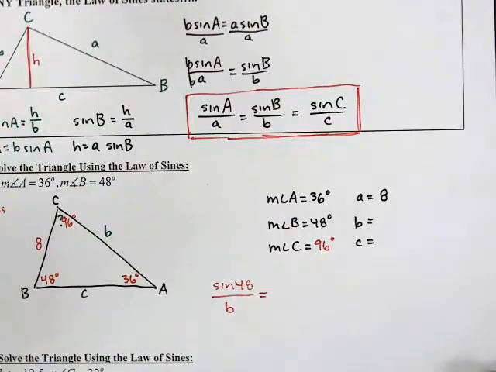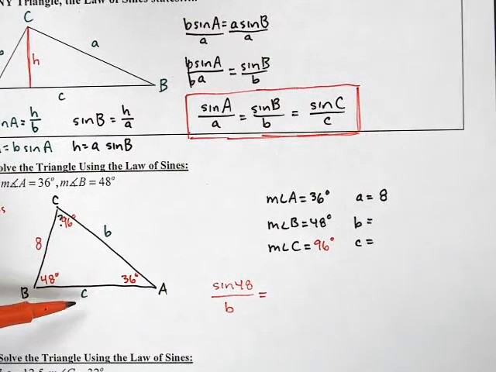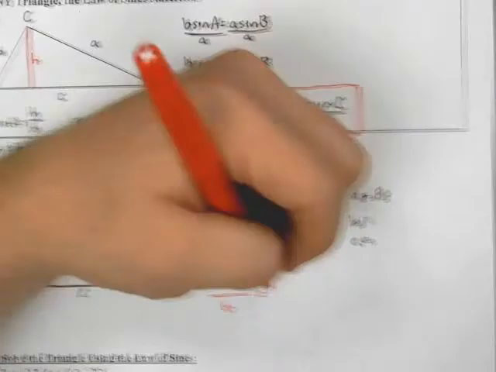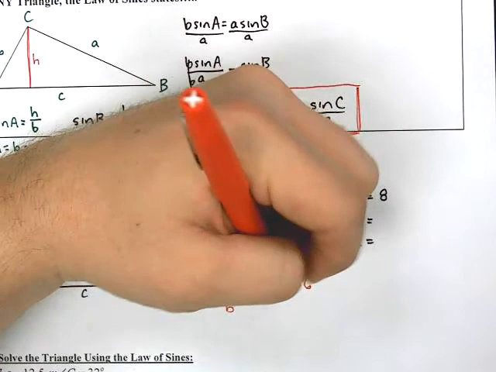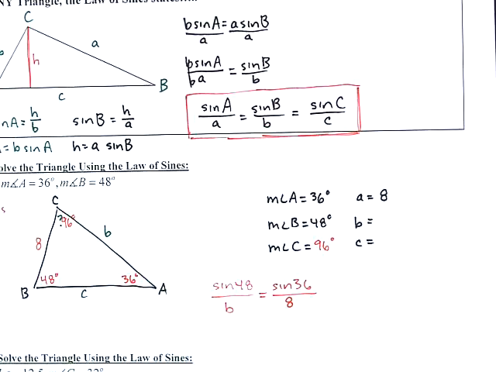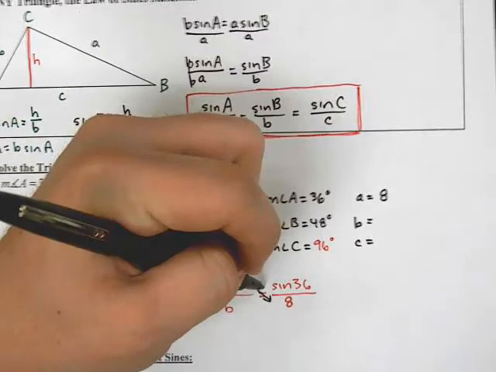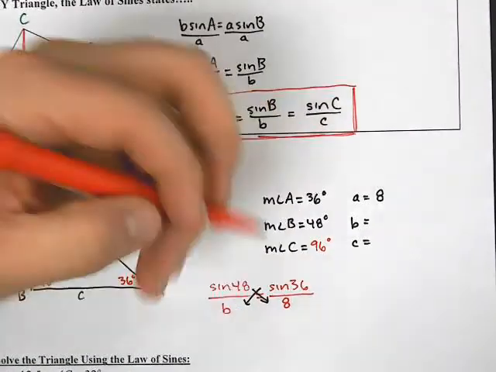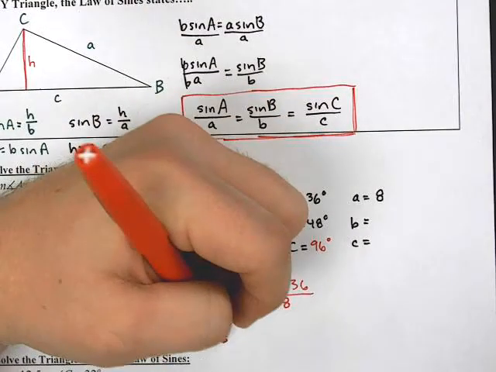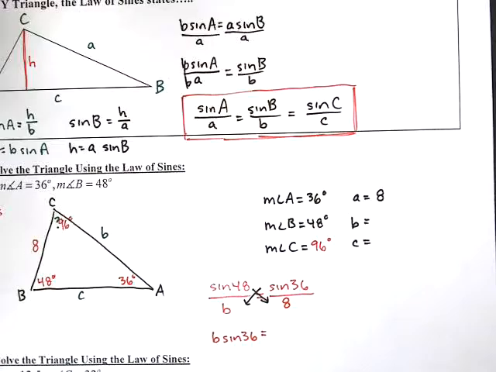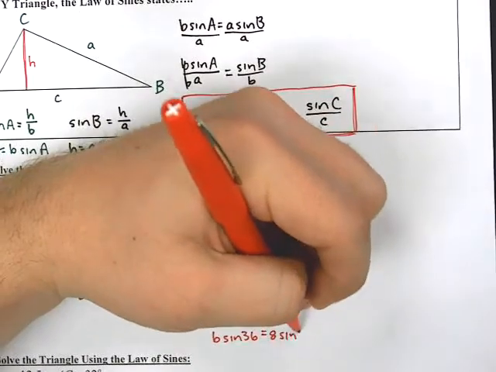Now I know that's going to be equal to, and this is important, you cannot use the pairing with the C, right? If you used that, you would have two variables, can't do it. So you have to use the pair that you already know. So, sine 36 over 8. And now this is as simple as cross-multiplying and solving. We would cross-multiply. So we would have B sine 36 equals 8 sine 48.